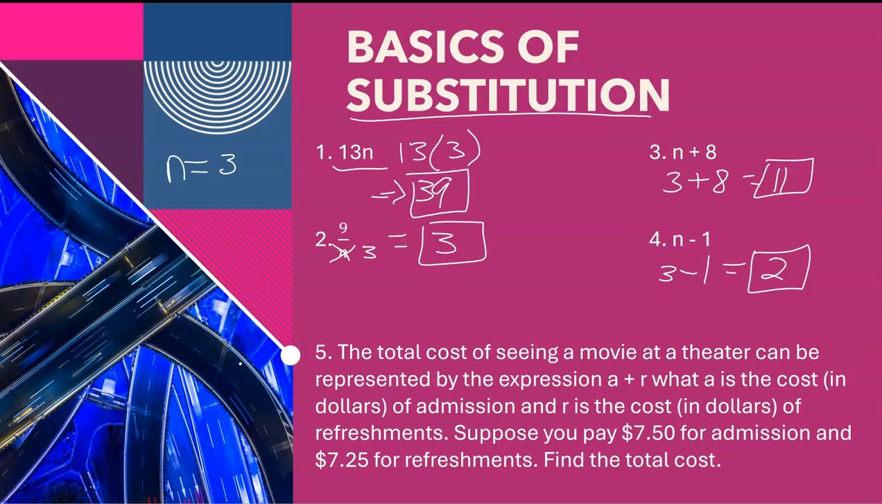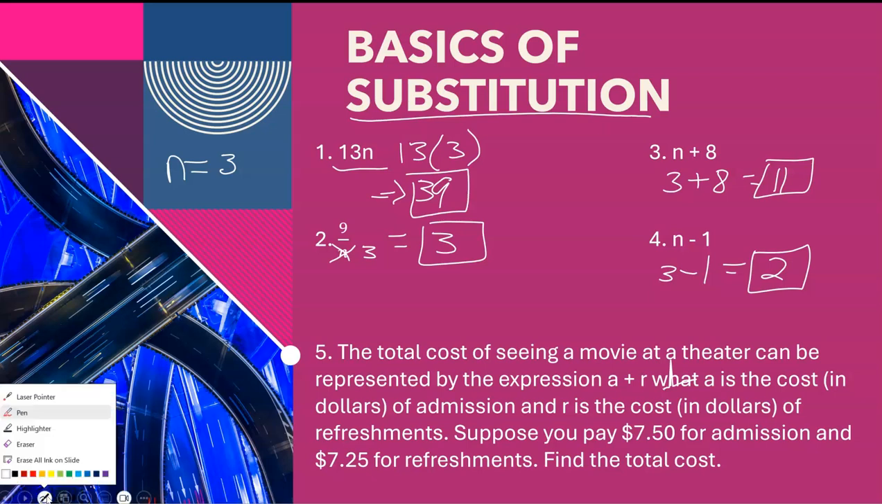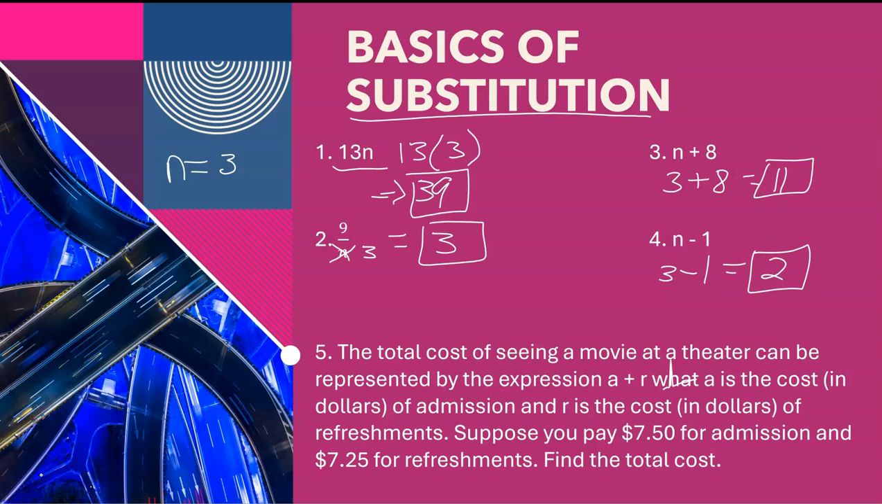Problem number 5 says the total cost of seeing a movie at a theater can be represented by the expression A plus R, where A is the cost in dollars of admission and R is the cost in dollars of refreshments. Suppose you pay $7.50 for admission and $7.25 for refreshments. Find your total cost. In this example, they give us an expression of A plus R.